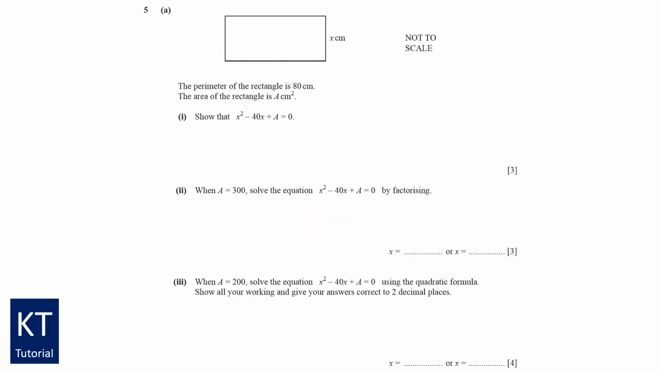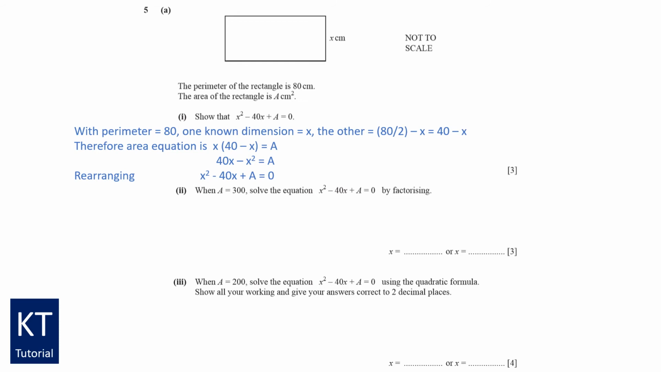Question 5a. The perimeter of the rectangle is 80 centimeters. The area of the rectangle is A centimeters squared. Show that the given equation is correct. With the perimeter being 80 and one of its dimensions being x, the other can be identified as 40 minus x. With that, we can set up the area equation as x times (40 minus x) being equal to A, and rearrange this equation accordingly to get what is required to be shown.